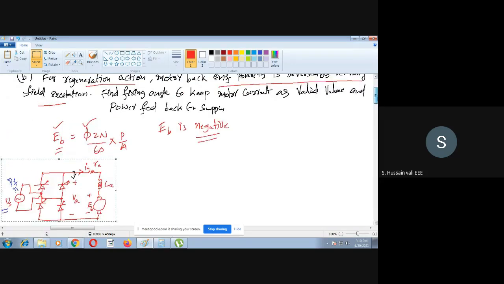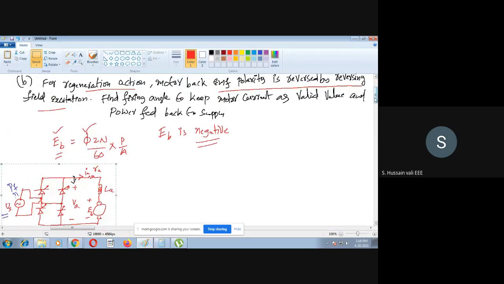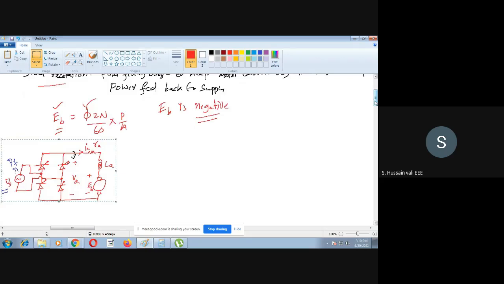So this is your motor. Now what is meant by regenerative action is that the motor is working as a generator. It means the motor generally takes power, but this time the motor will give the power back.